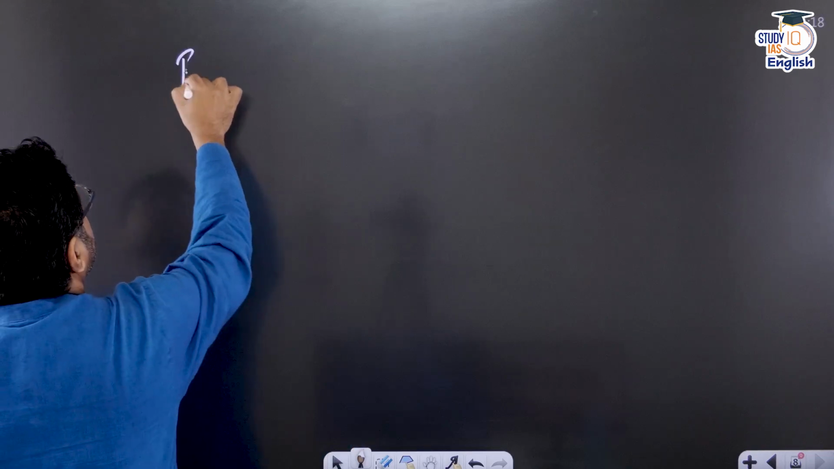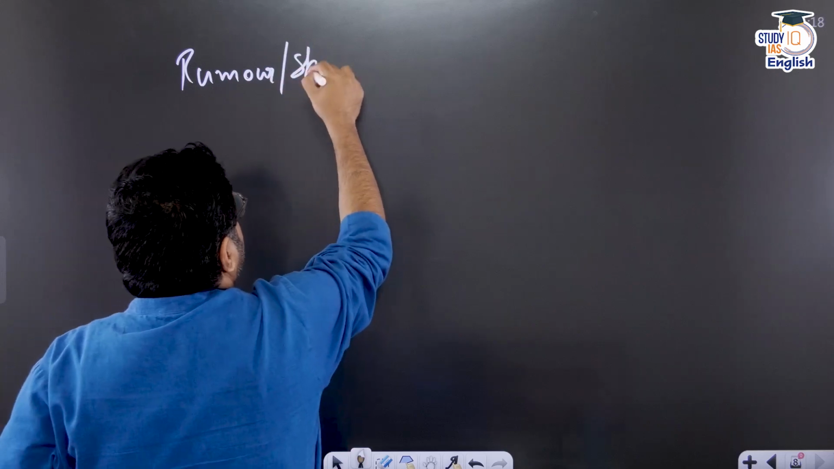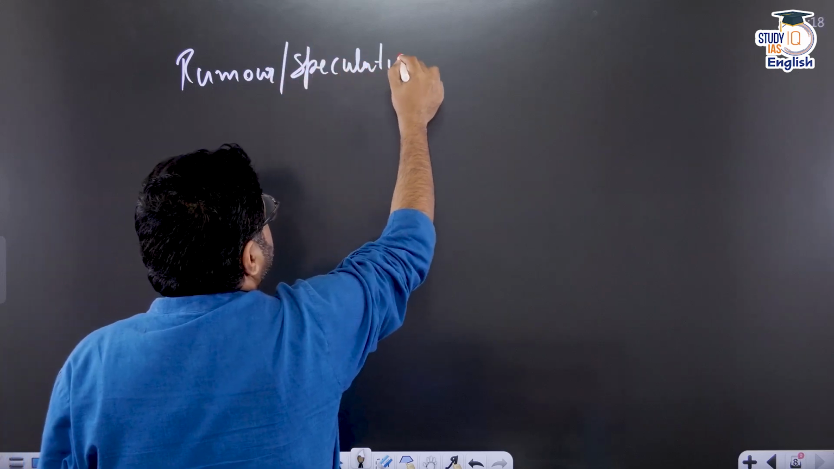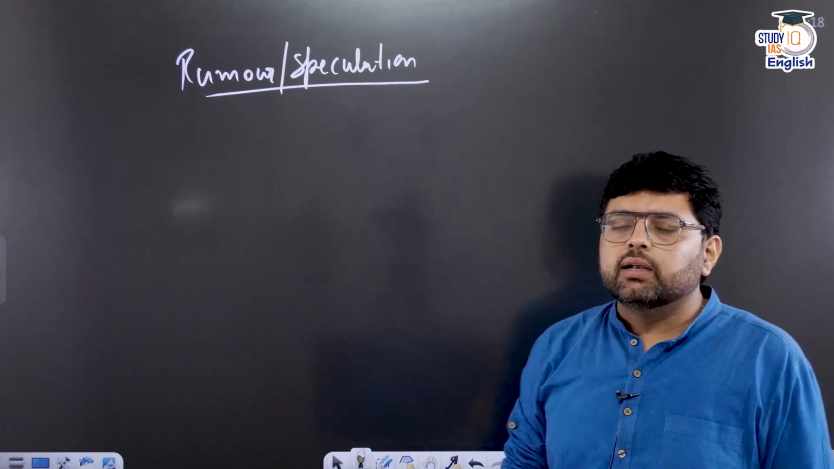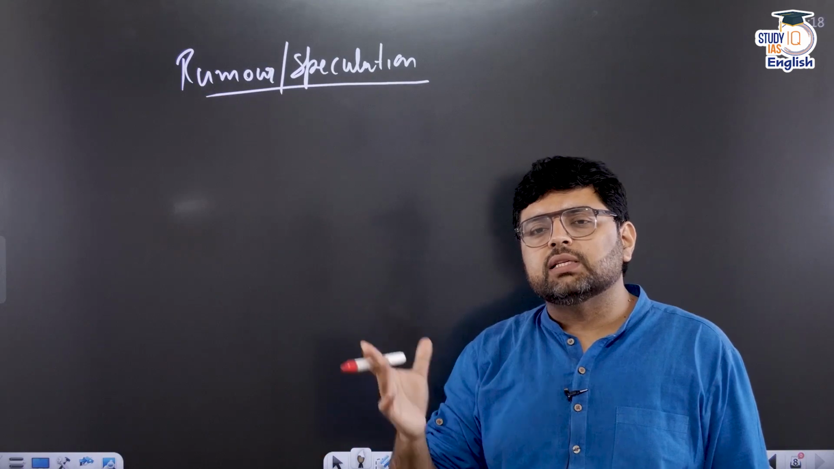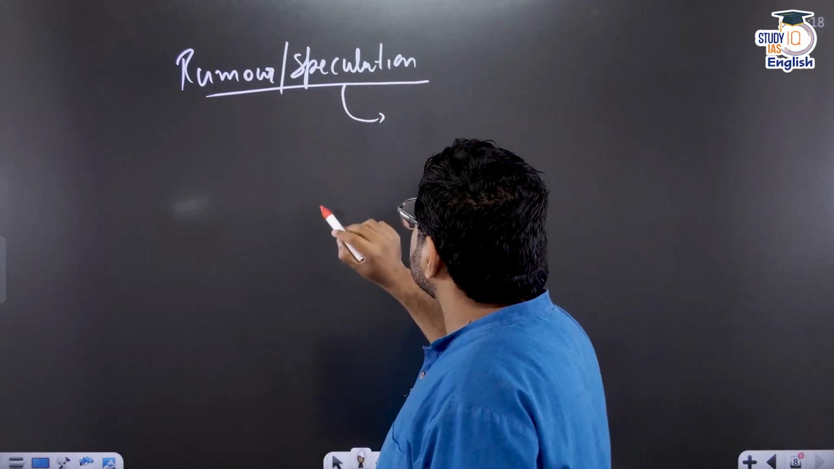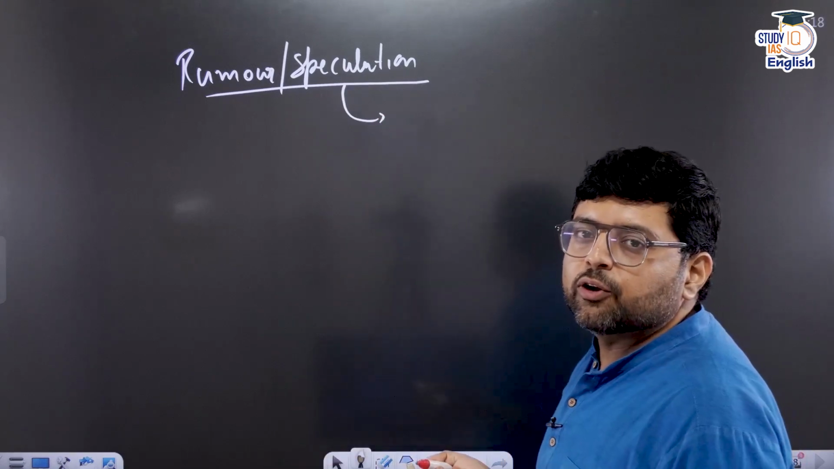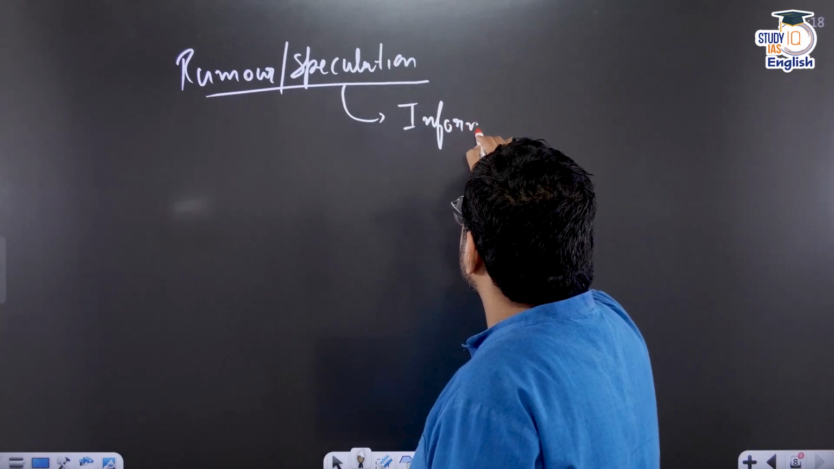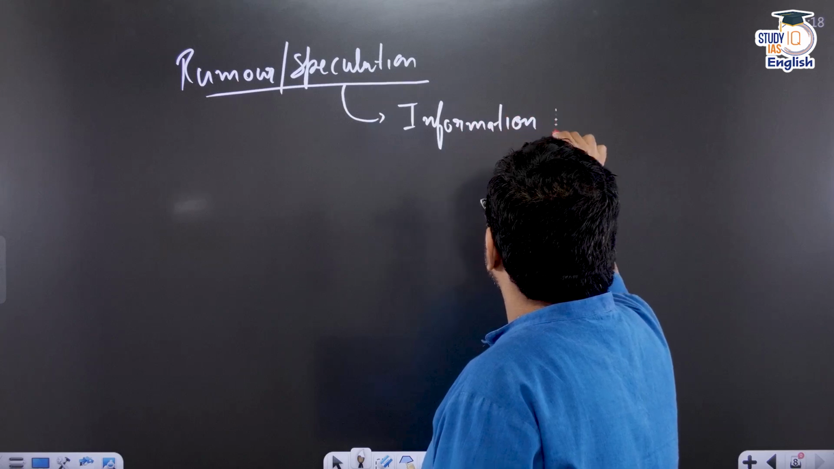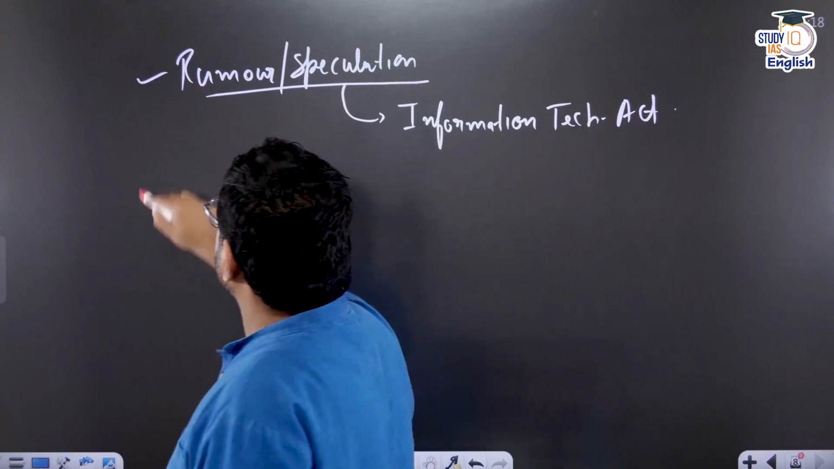Rumors and speculation. Whenever there is a rumor or speculation, you will see that due to such rumors and speculation, prices of the product get increased. Now, in order to tackle such rumors and speculation, we have the Information Technology Act. So again, the role of law and order.